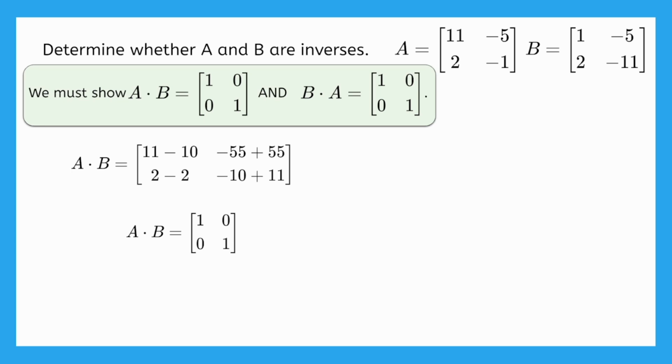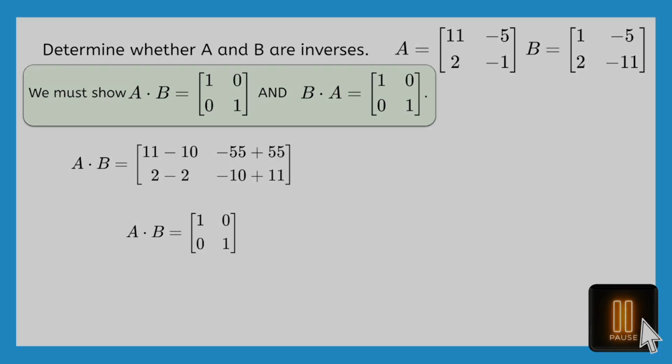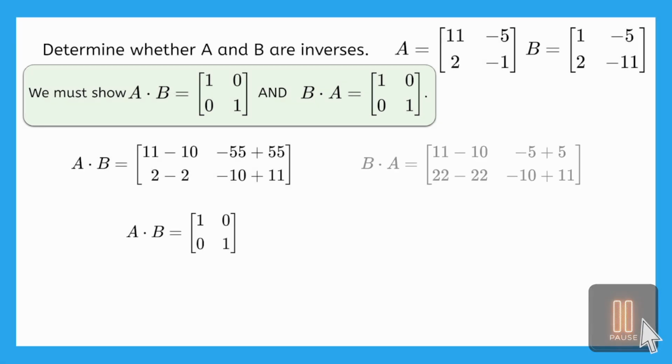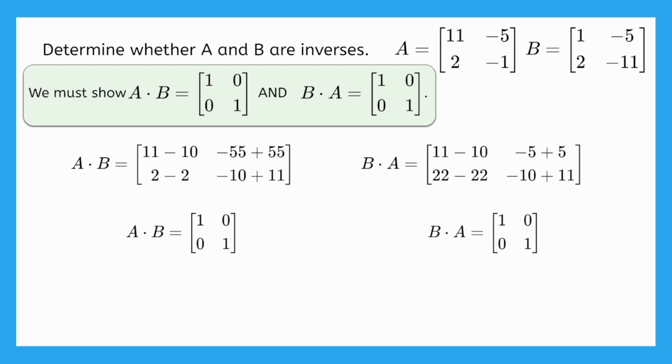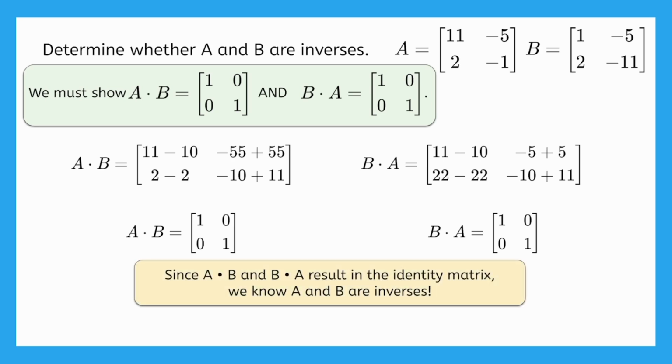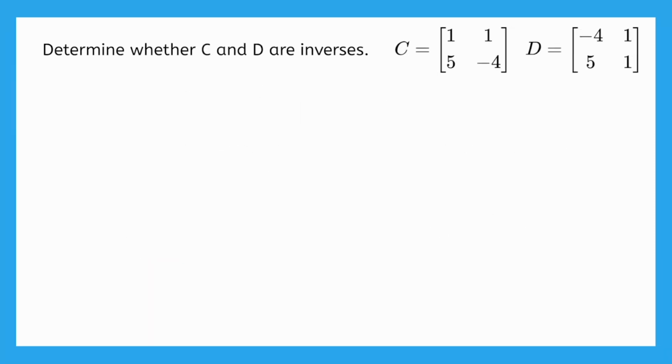So far, so good. Now, pause the video and try B times A on your own. B times A gives us 11 minus 10, negative 5 plus 5, 22 minus 22, and negative 10 plus 11, which simplifies to 1, 0, 0, 1. Since both A times B and B times A result in the identity matrix, we can say that A and B are inverses of each other. Try this next example on your own. Pause the video and determine if C and D are inverses.